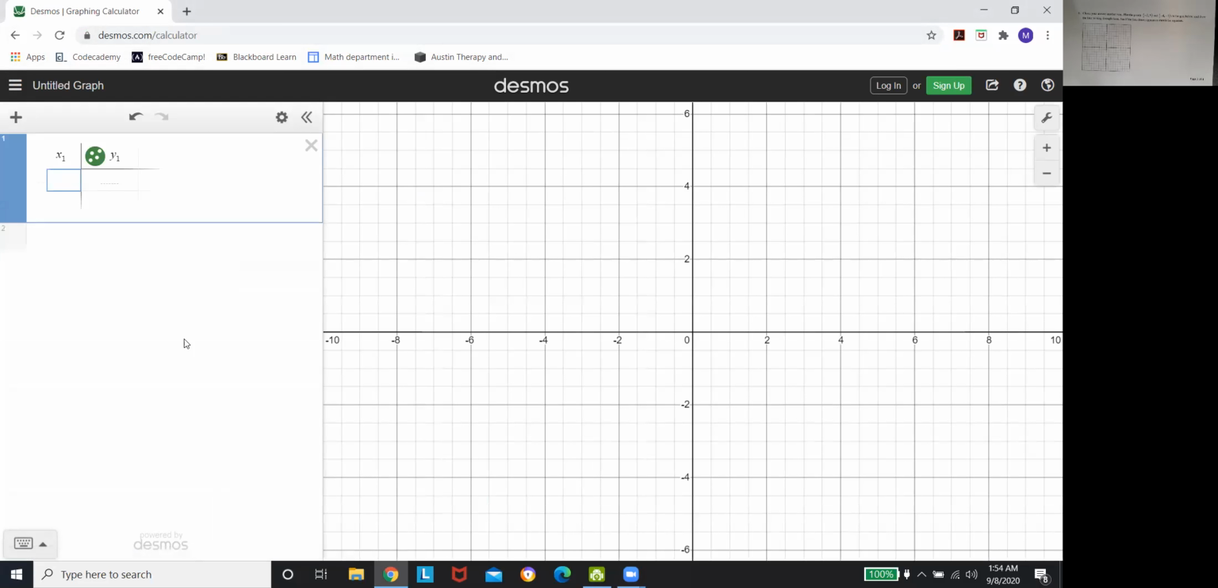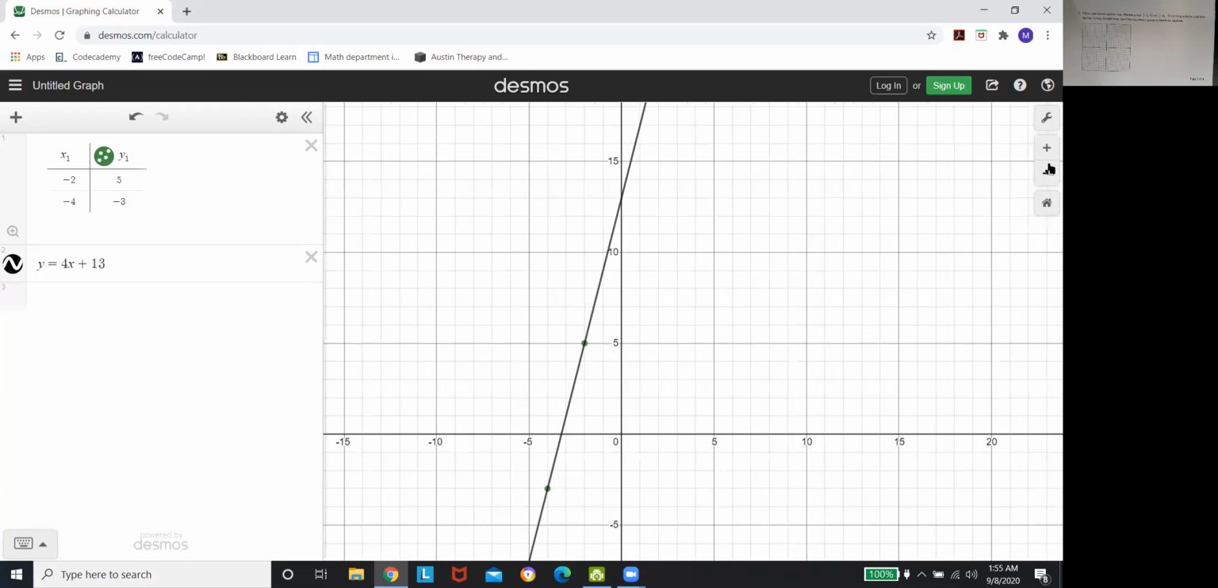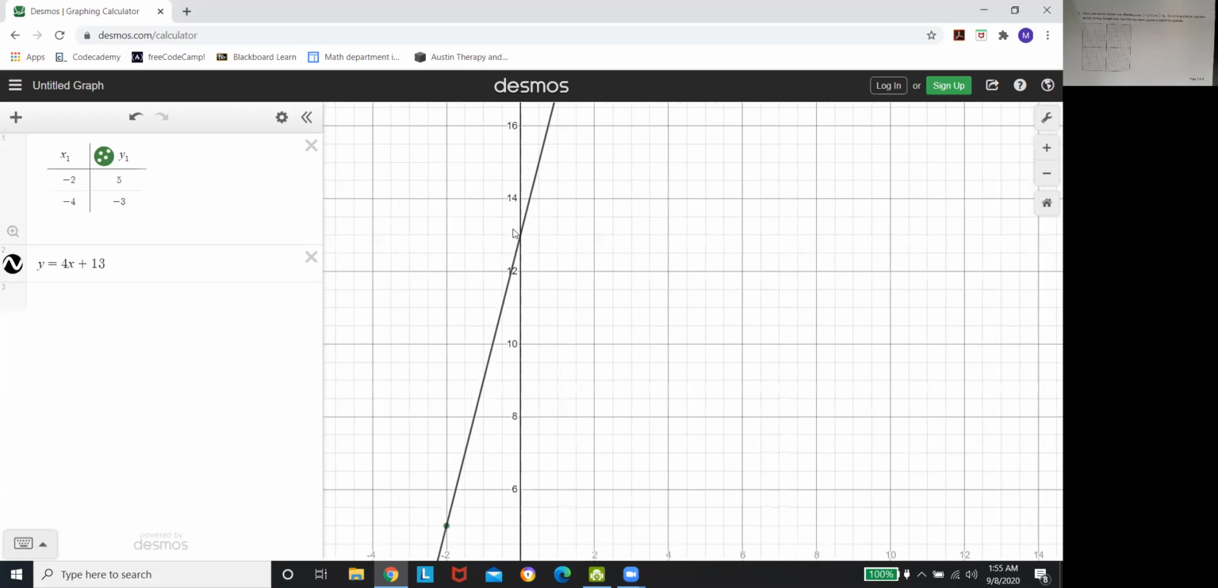Okay, so if I want to plot some points, let's do a table. Do x, y. We have (-2, 5), and we have (-4, -3). Zoom out maybe just a little bit. And then the equation we found was y = 4x + 13. And so we can see that line's going through these points. Does it look like 4x + 13? It looks like it is going through the 13, so that is our y-intercept, 13.